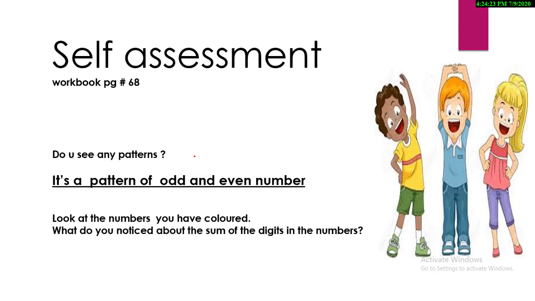When you color all the answers of the 9 times table, you will understand that one answer is an odd number, and the next answer is an even number. For example, 9 ones are 9. 9 is an odd number. 9 twos are 18. 18 is an even number. So it's a pattern of odd and even numbers. Okay, and then they ask you, look at the numbers you have colored. What do you notice about the sum of the digits in the numbers? Okay, this is something that is explained in the video too, that the sum of the two digits is 9. Yes, and you add 1 and 8. So this is something that is already explained in a video.